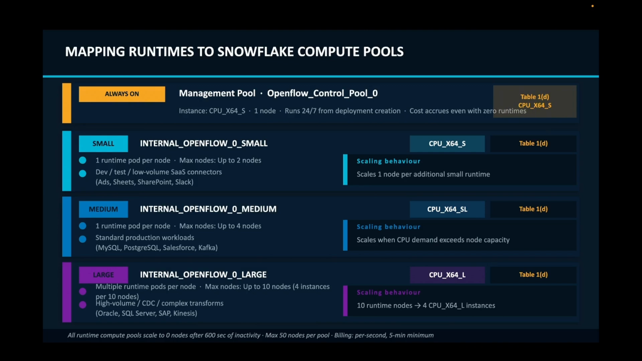So with that, we have covered mapping runtimes to Snowflake compute pools. As a compute pool, there are small, medium, and large compute pools, and how you can map that to the runtimes that you are going to create, and how many min and max nodes you can assign per runtime. And based on the use case, you can create multiple runtimes in a deployment.